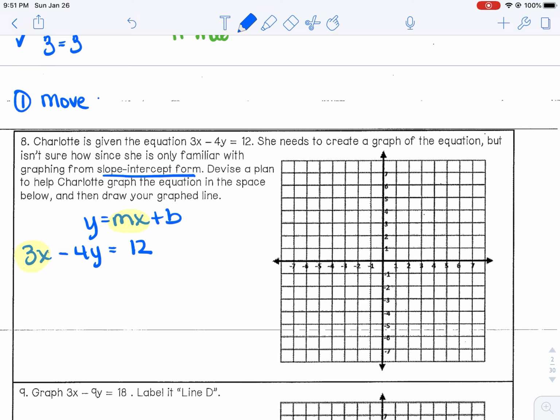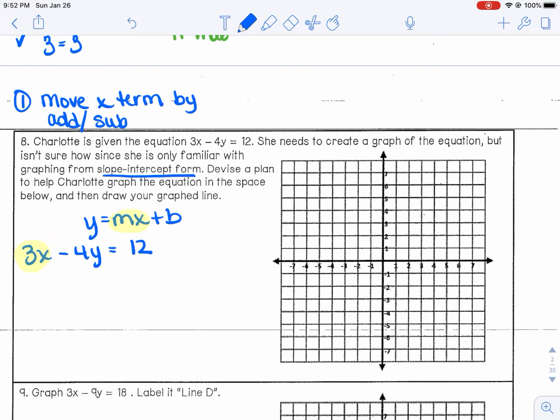Move x term by adding or subtracting. Okay, so don't multiply or divide. I need to remove 3x from both sides of the equal sign.